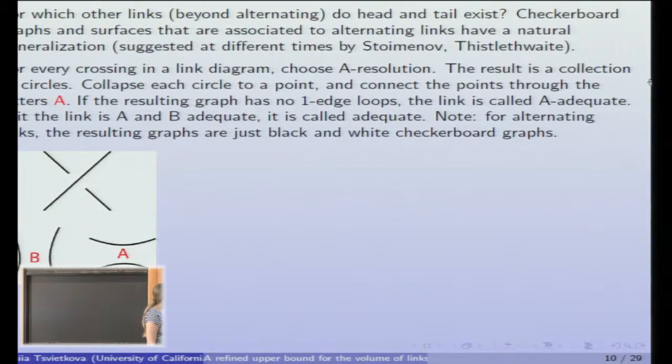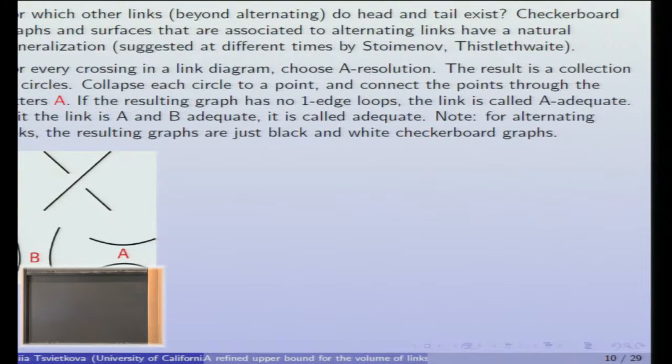And so for which other links do head and tail exist? Checkerboard graphs and surfaces that are associated to an alternating diagram have a natural generalization. Well, it was suggested at different times by Stoimenow. It was also suggested by Thistlethwaite earlier, though in some different form. So these are called adequate graphs, adequate surfaces, A-adequate, B-adequate. So let's just look quickly at that.